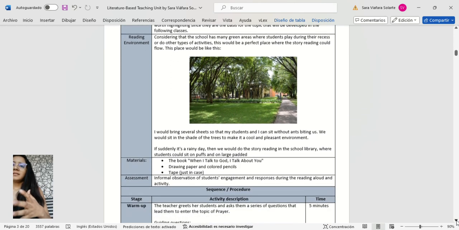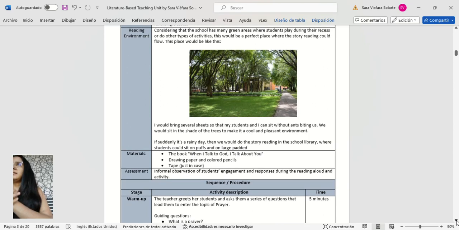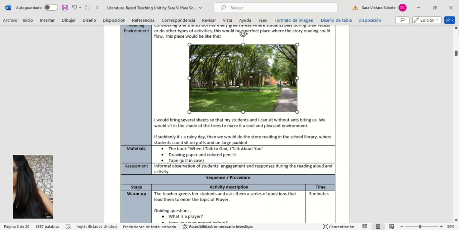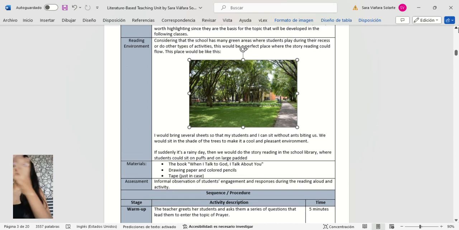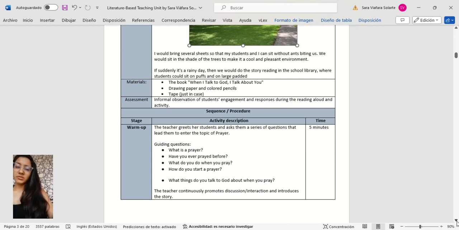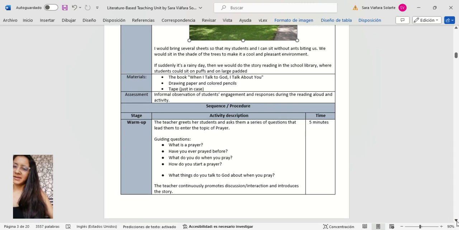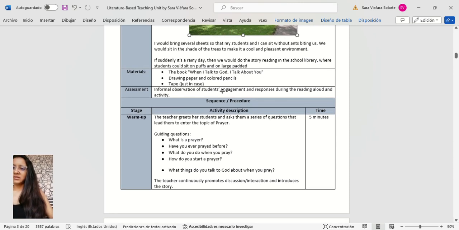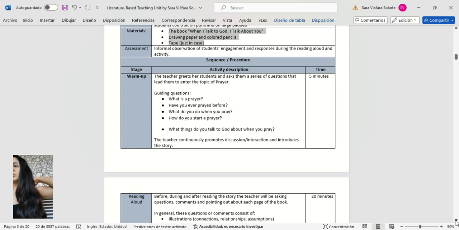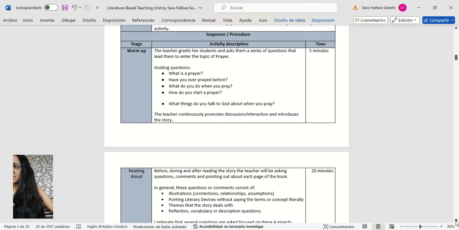About the reading environment, since it is a bilingual school, I think a good place would be, maybe, a place where students play during recess. The teacher would make the place comfortable to read. That is the idea. The materials are the book, of course, drawing paper, paper and colors, and tape if necessary.